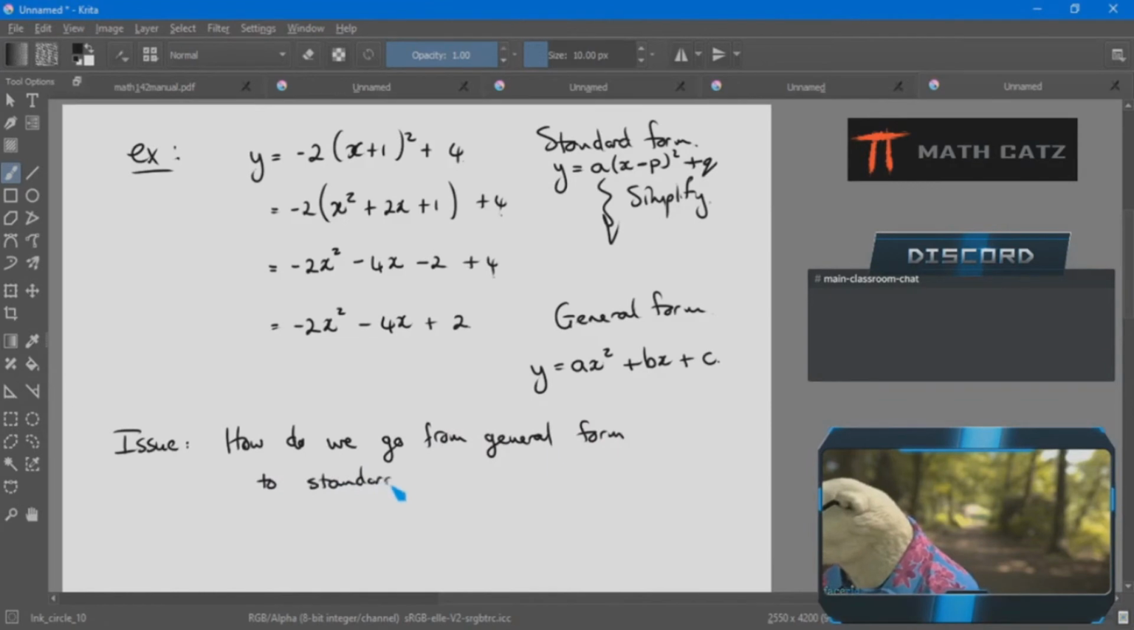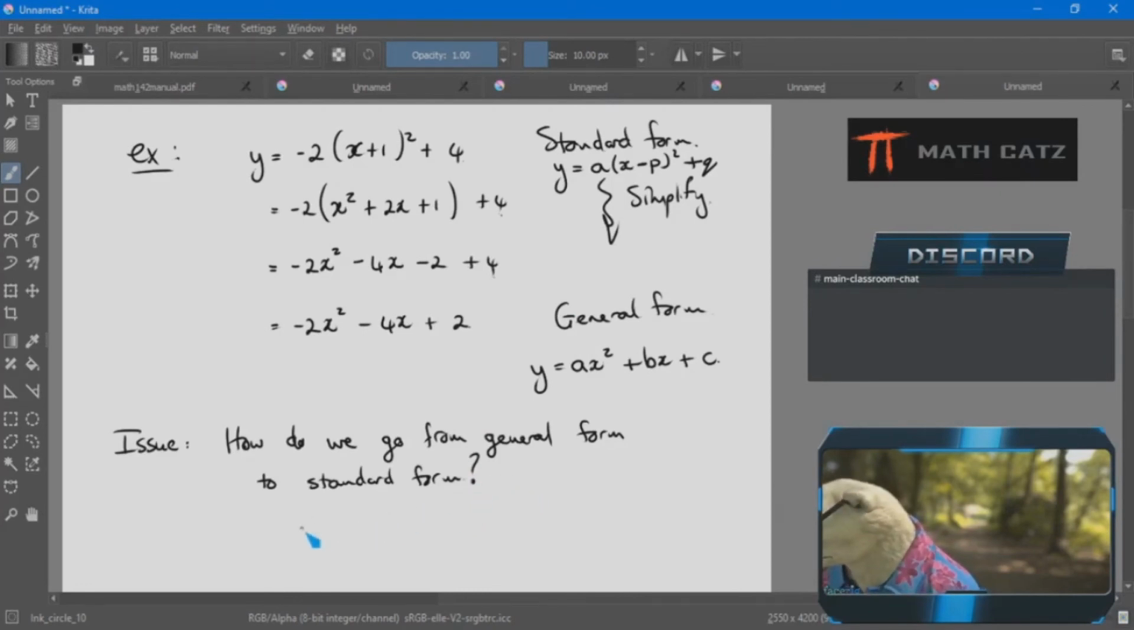Standard form is nice, right? I see the transformations. If I have it in standard form, I can see my chain of transformations, I can manipulate the graph. Everything is super nice. But if I'm given a quadratic function in this general form, how do I sort of reverse this simplification to get back to the standard form? That is the issue now, and really the only issue that remains. How do we do that?